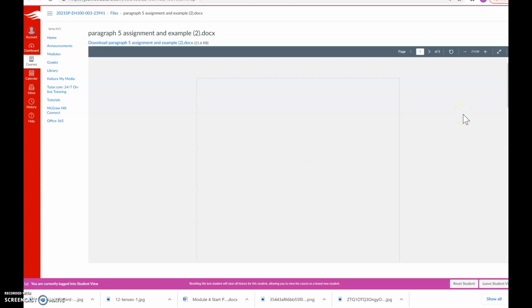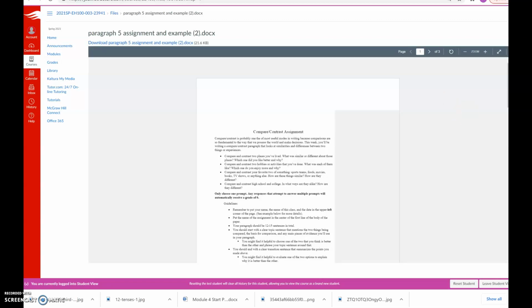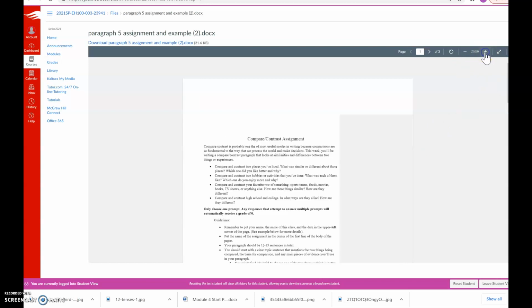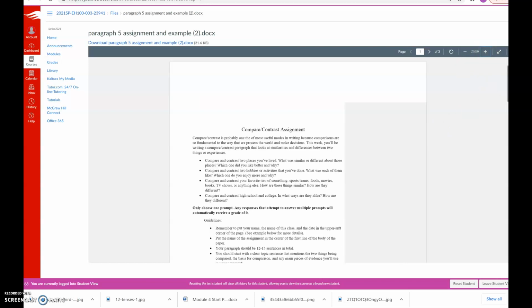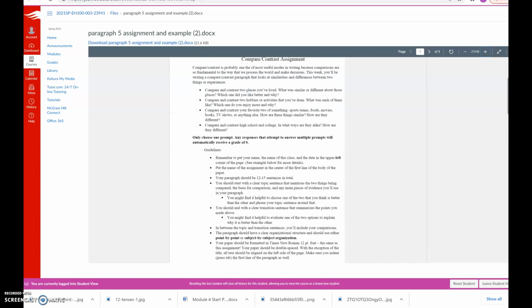And on this one, students tend to struggle with it a lot, so you do get an example on it. Let's zoom in a little bit because this is hard to read. Okay, so your prompts, your options here are compare and contrast 2 places you've lived. What was similar or different about these places? Which one did you like better and why? Compare and contrast 2 hobbies or activities that you've done. What was each of them like? Which one do you enjoy more and why?